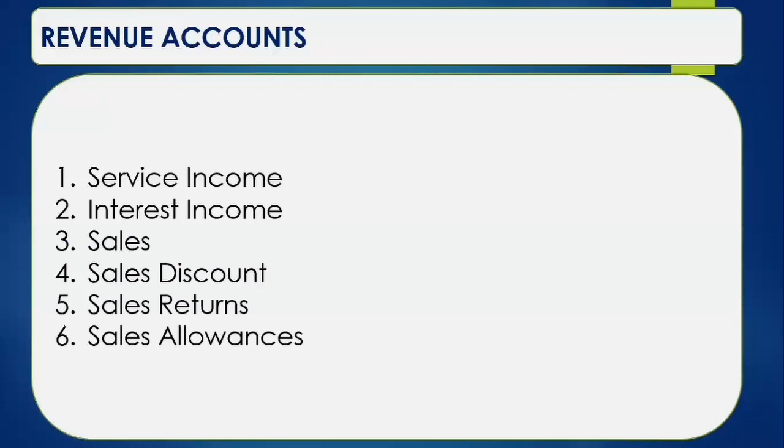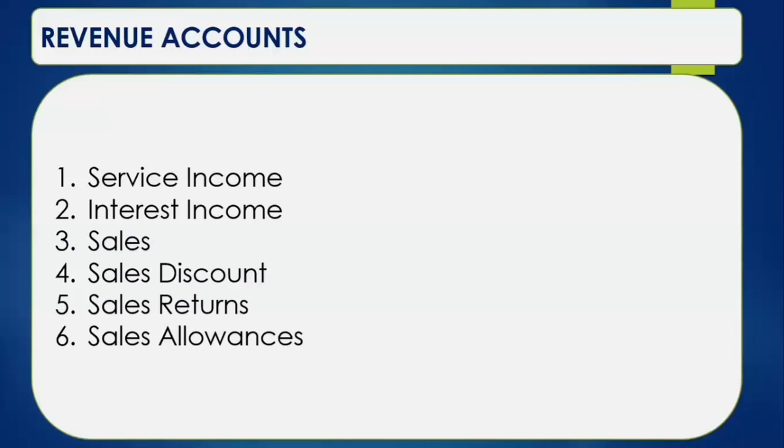Okay, second, we have interest income. This type of revenue account is normally used whenever the company's income is earned out of lending its money or depositing money with a banking institution. Now, normally, the examples under interest income type of revenue account are the banking institutions because they normally lend their money to the companies. And another type of account under revenue account would be sales.